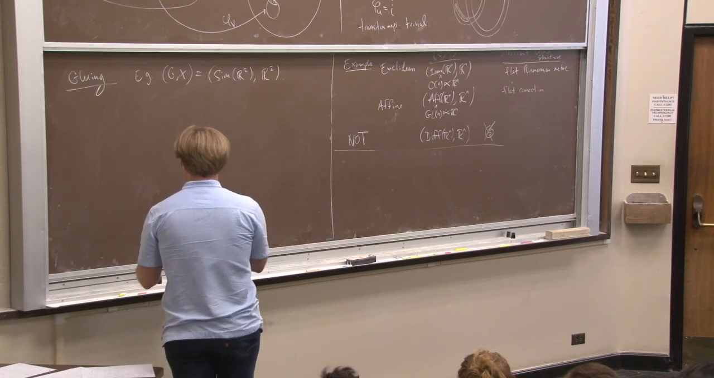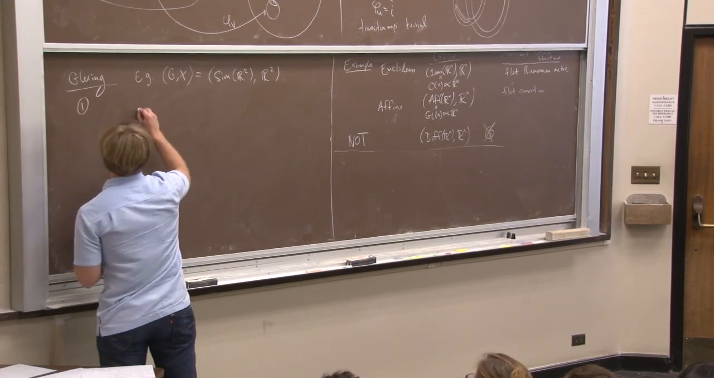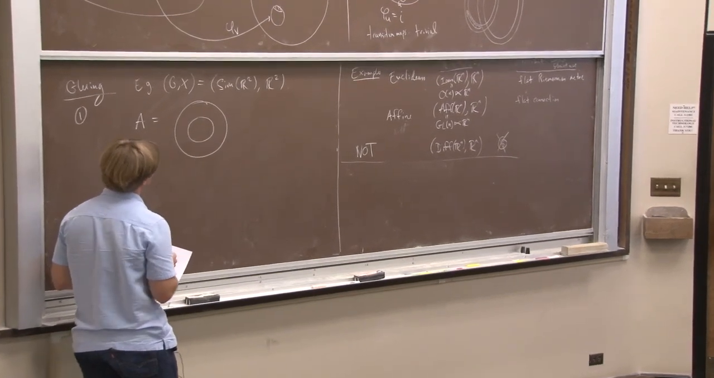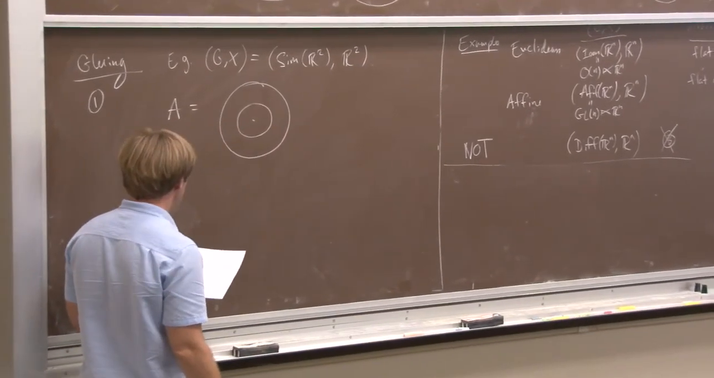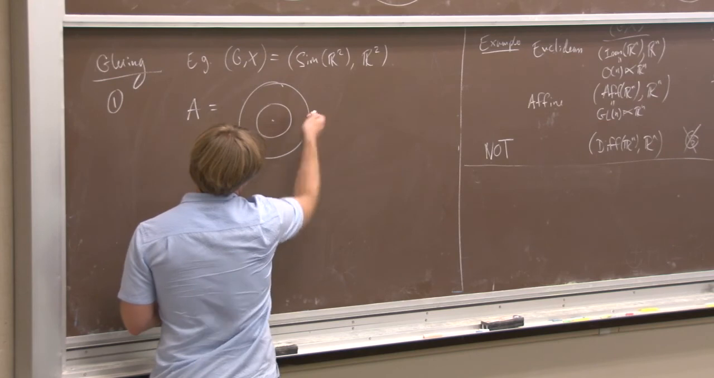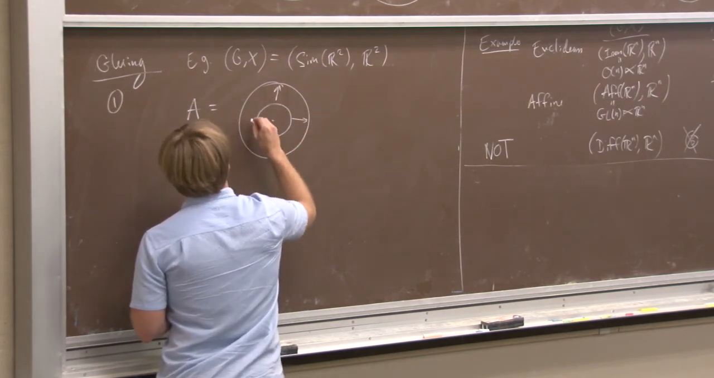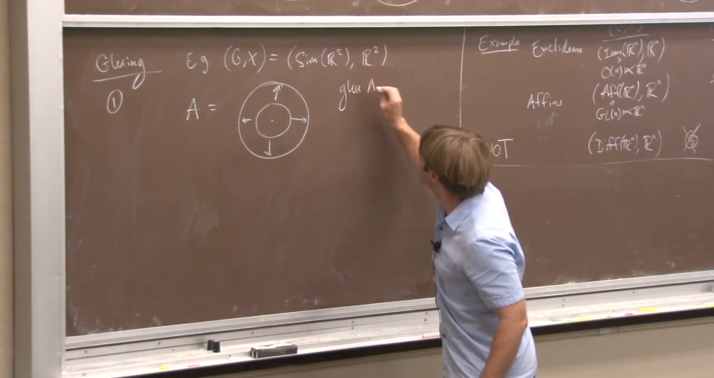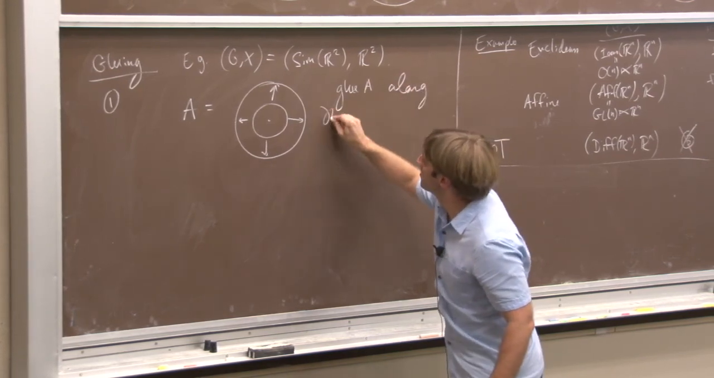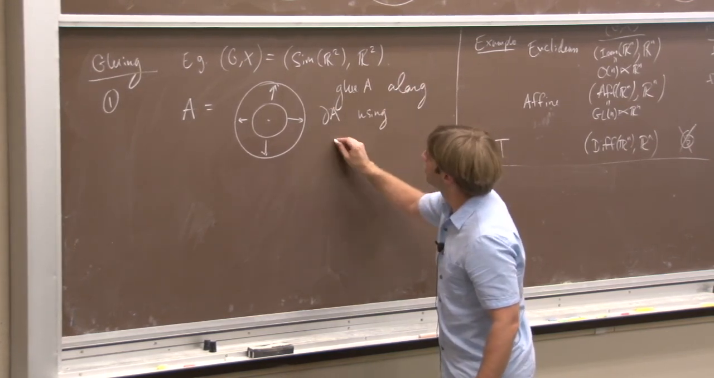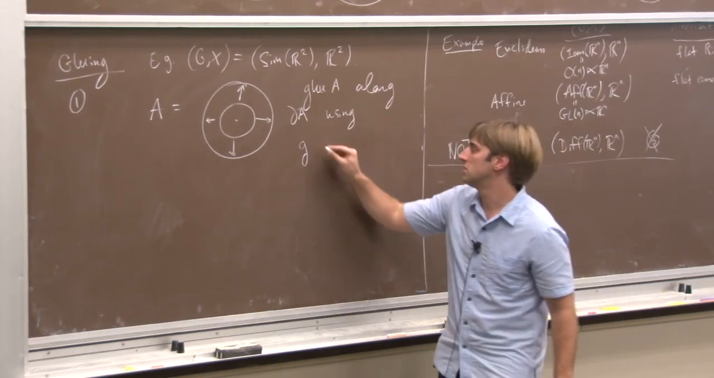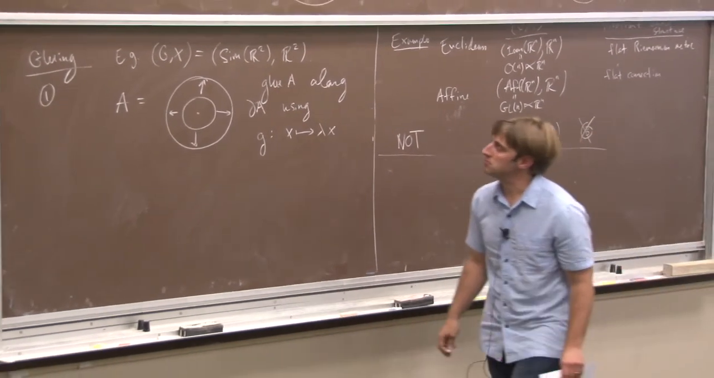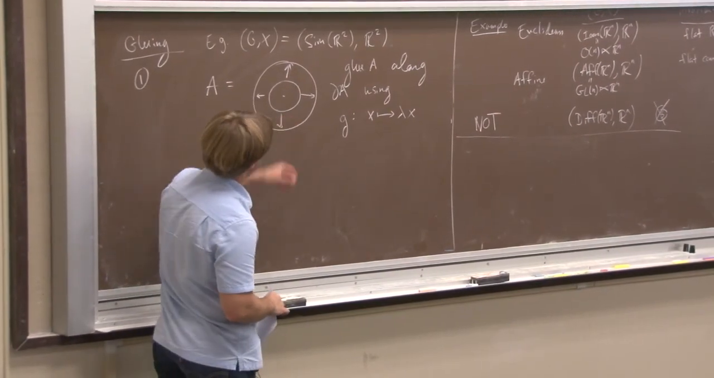What I can do is take, for example, an annulus that's embedded in the plane like this, say centered on the origin, and I can glue the inner boundary to the outer boundary with a dilation. So I'm going to glue A along its boundary using the element g, which maps x to lambda x, where lambda is the modulus of this annulus.